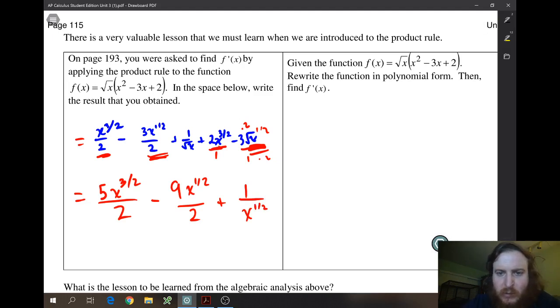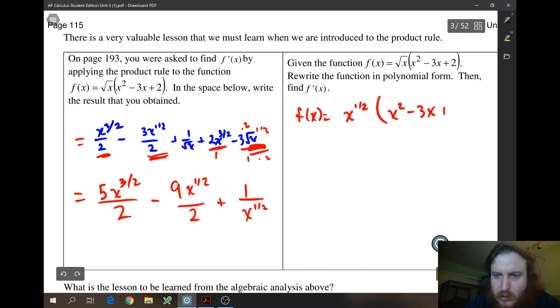Now, if we did the same thing without doing product rule and just said this is x to the half times x squared minus 3x plus 2, and we just multiplied out, we get 2 plus a half. We're adding 2 plus a half. 4 over 2 plus 1 over 2 is 5 halves. Minus 1 plus a half, right? 2 over 2 plus 1 over 2 is 3 halves. Plus 2x to the half.